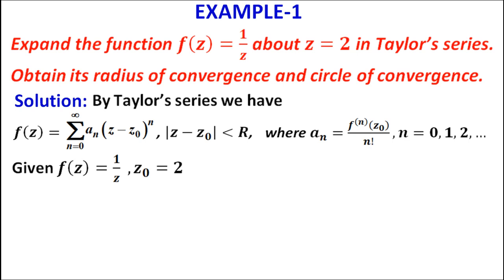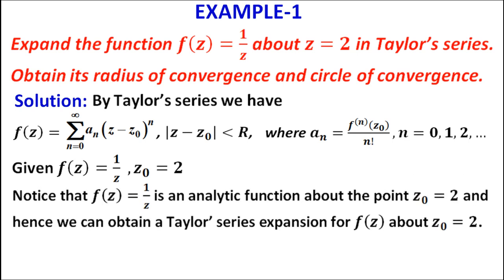Now we can notice here the function f of z is analytic everywhere except at the point z is equal to 0. That means notice that the function f of z is equal to 1 by z is an analytic function about the point z0 is equal to 2, and hence we can obtain a Taylor series expansion for f of z about the point z0 is equal to 2. That means we are confirming that the function f of z is equal to 1 by z is analytic at the given point z0 is equal to 2, so that we have the Taylor series expansion.